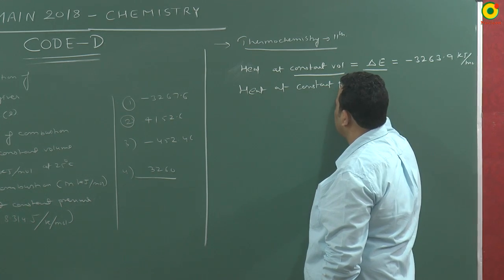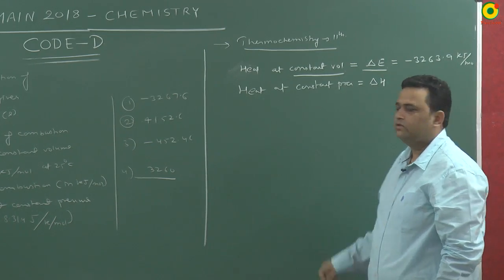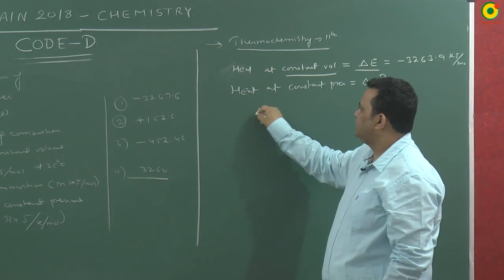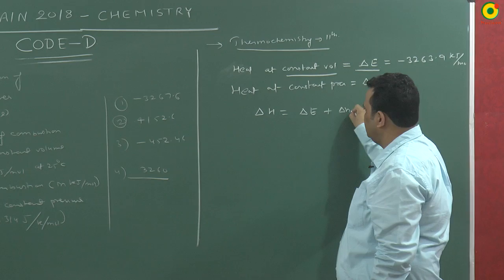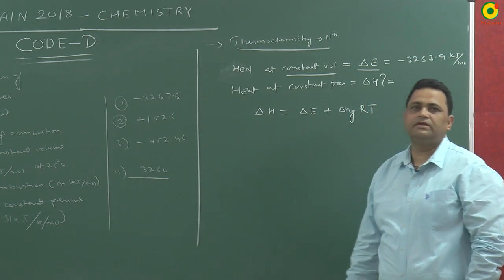Heat at constant pressure is called delta H, the enthalpy change. So we have to find delta H, the enthalpy change. So delta H is equal to delta E plus delta Ng RT. This formula is valid for a chemical reaction.